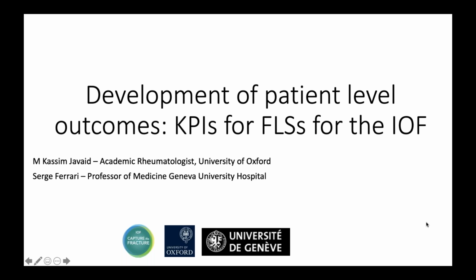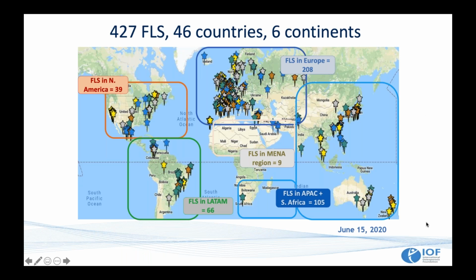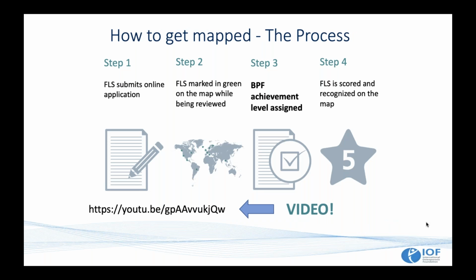So let me start by reminding you that we currently have 427 fracture liaison services mapped on the IOF Capture the Fracture website. Those are all the FLSs around the world, in 46 countries and 6 continents, that have been reviewed by our experts at the IOF and have received a star to grade the quality of the liaison service. And I assure you there are many more that are currently under review.